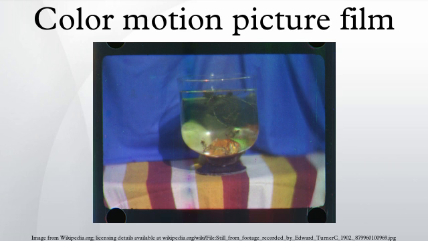From this negative, skip printing was used to print each color's frames contiguously onto film stock with half the normal base thickness. The two prints were chemically toned to roughly complementary hues of red and green, then cemented together, back to back, into a single strip of film.